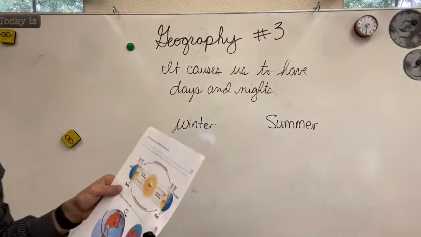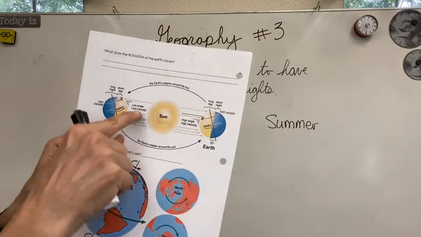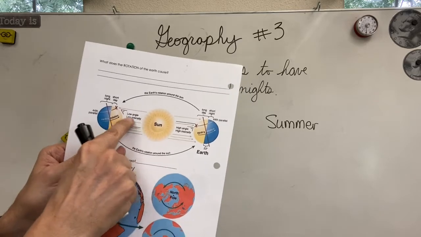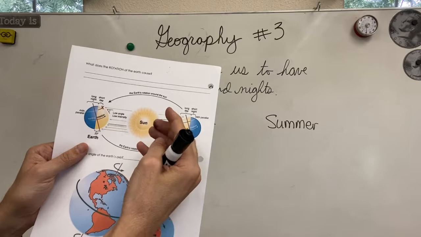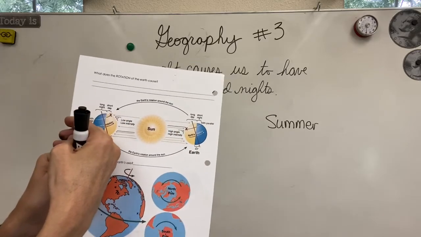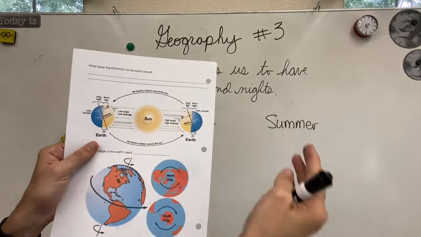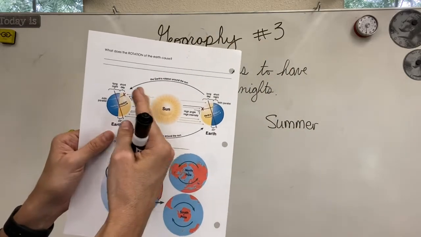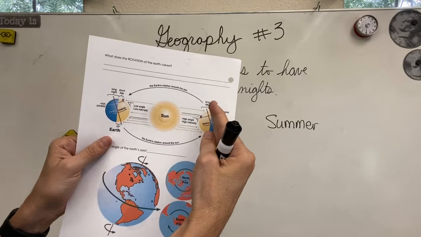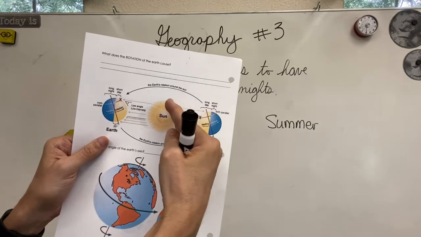Now notice, in your paper, during winter time, the earth is facing away from the sun. So that means less heat is coming. Remember how I was talking to you about when you have a fire, if you get closer to the fire, you get hotter. If you get further away from the fire, you get colder. That's what's happening here. Now notice during the summer, what's the earth doing? It's leaning towards the sun.